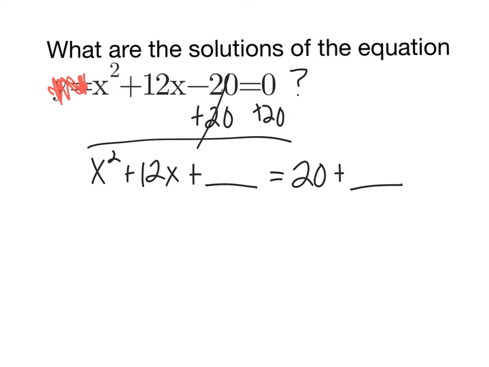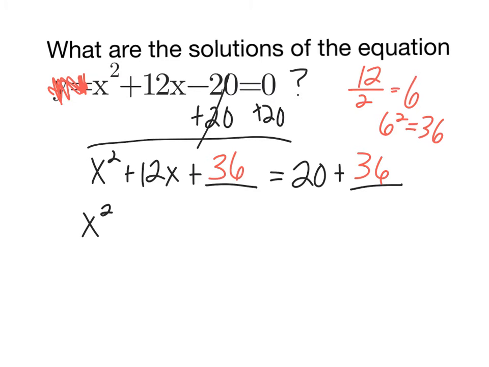So to find that new C value, if you look, B is 12. So if you take half of 12, that is 6. And then if you square that, that would be 36. So 36 is our new C value, and that's the number we need to add to both sides. The left side I'm just going to rewrite just like it is, and the right side I'm going to go ahead and add those together, which would be 56.